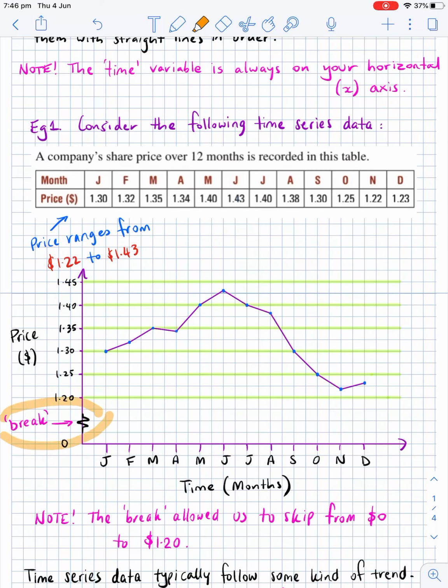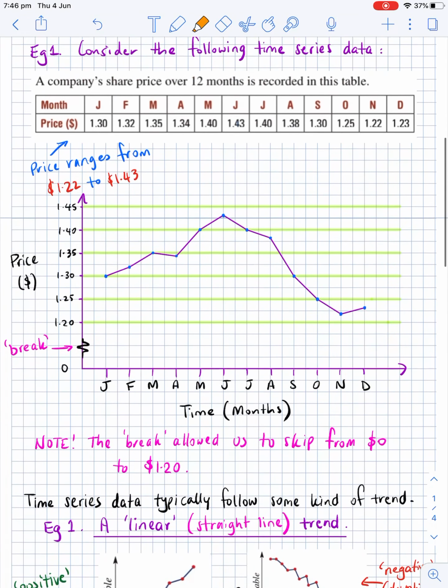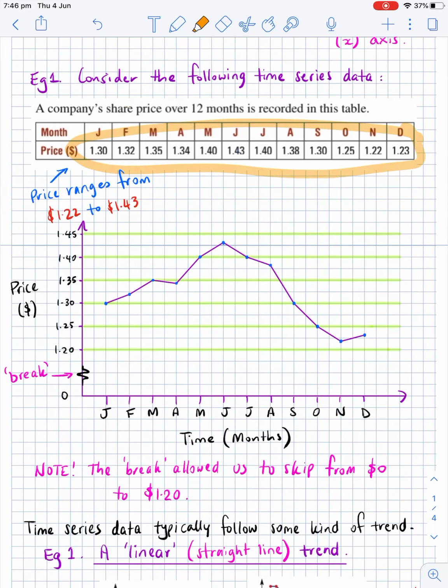These breaks are really handy because we don't want to have to show anything from $0 to $1.20. There's no point seeing it because we're not going to use any of those values for this data set. Okay, so when we graph this data set, we've got to make sure that, say, for January, we line up January with $1.30 in this case. So January goes all the way up to $1.30, and we put a dot right there. It's just about putting a dot at the right coordinate.